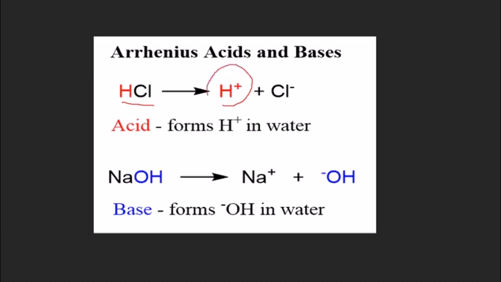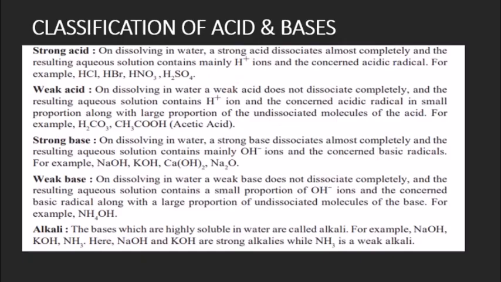So here is the example of the Arrhenius theory: HCl, when dissolved in water, gives H+ and Cl-. And when we take a base, that is NaOH, and dissolve it in water, we get Na+ and OH-. Now acids and bases can be classified as strong acid, weak acid, strong base and weak base. Now what is a strong acid? A strong acid, when you dissolve it in water, the main constituents are H+ ions and the acidic radical. If you see HCl, when you dissolve it in water, we get H+ plus Cl-. So here we get a large number of H+ ions.